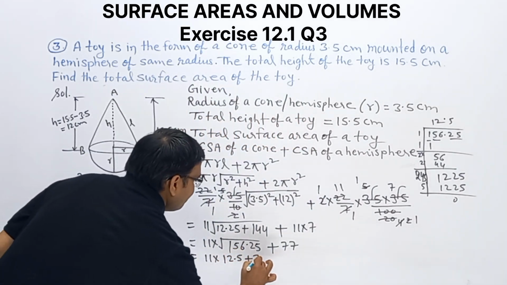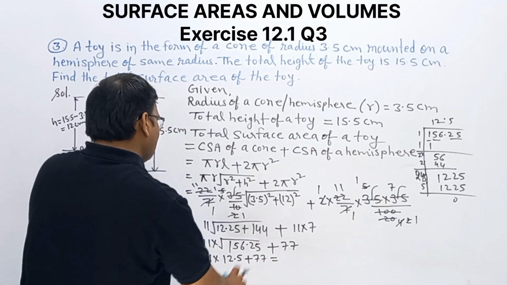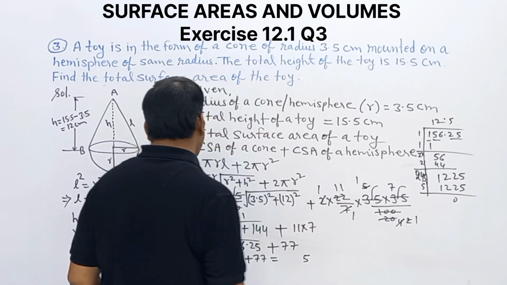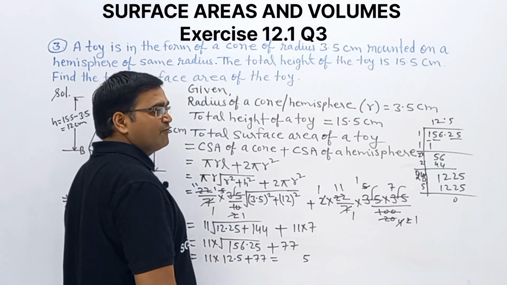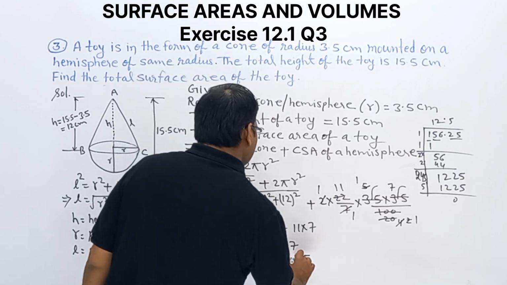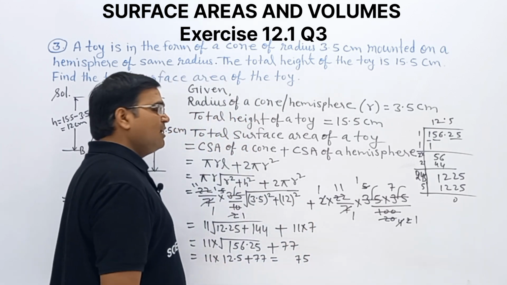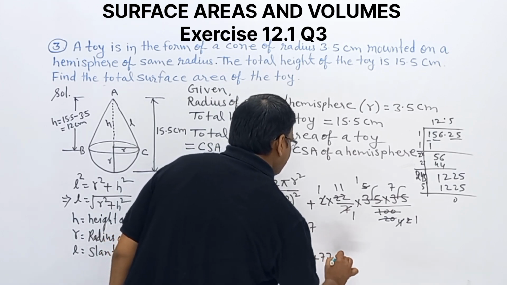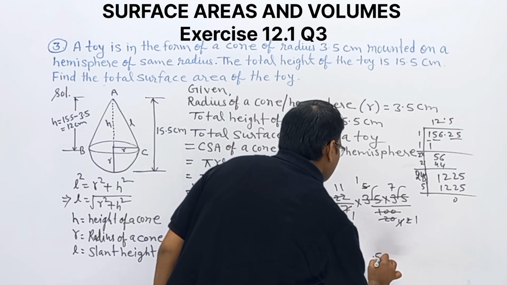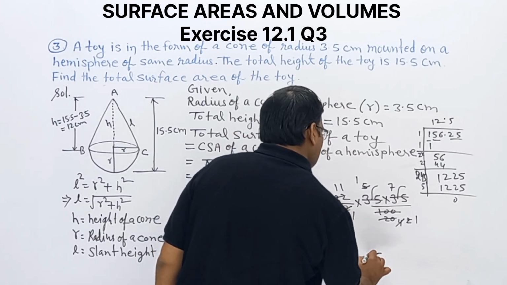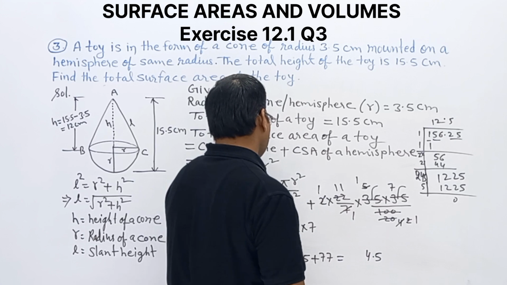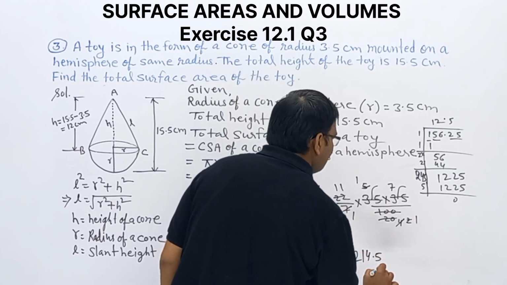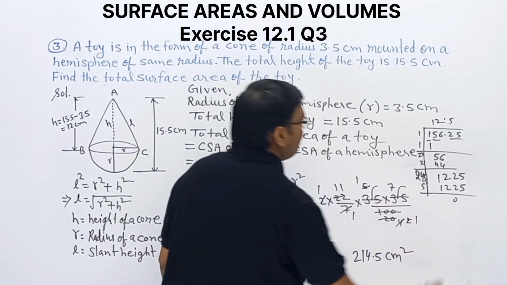12.5 plus 77. Now product both and then add 77. 11 5 ja 55. 5 is remaining. 11 2 ja 22 plus 5. 22 plus 5 will be what? 27. 2 is remaining. 11 1 ja 11. 11 plus 2 13 plus 77 equal to what? 0.5. 7 plus 7 14. 1 is remaining. 1 is remaining. 7 plus 3 10. 10 plus 1 11. 1 is remaining. 2. 214.5 centimeter square will be what?